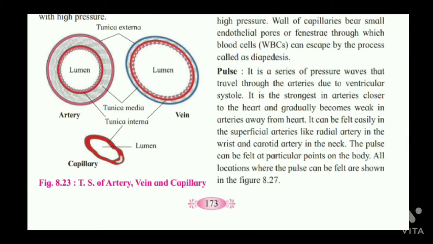Come to pulse. It is a series of pressure waves that travel through the arteries during ventricular systole. It is the strongest in arteries closer to the heart and gradually becomes weak in arteries away from the heart. It can be felt easily in the superficial arteries like the radial artery in the wrist and the carotid artery in the neck. The pulse can be felt at particular points on the body. All locations where the pulse can be felt are shown in the figure.